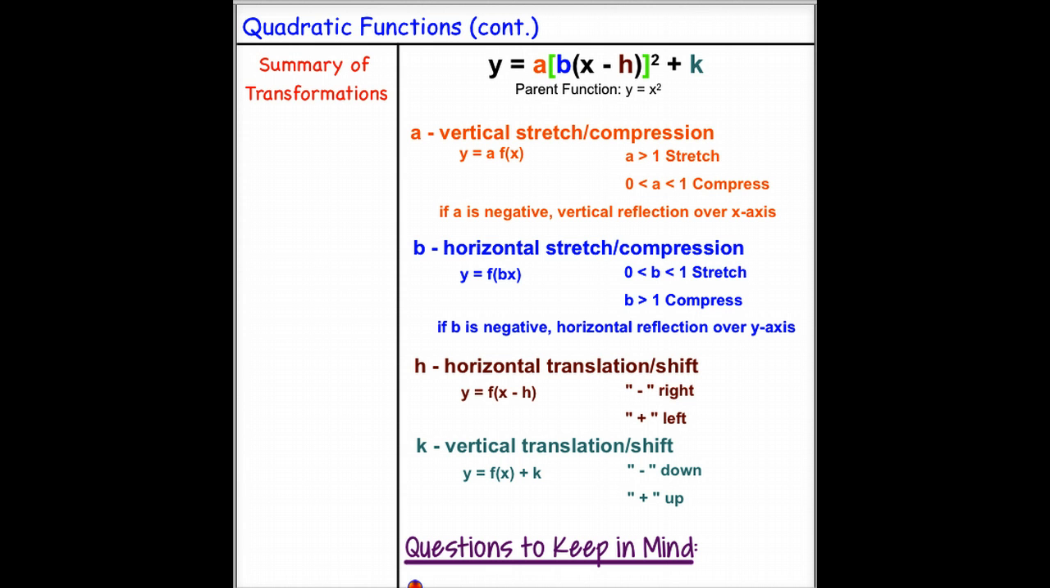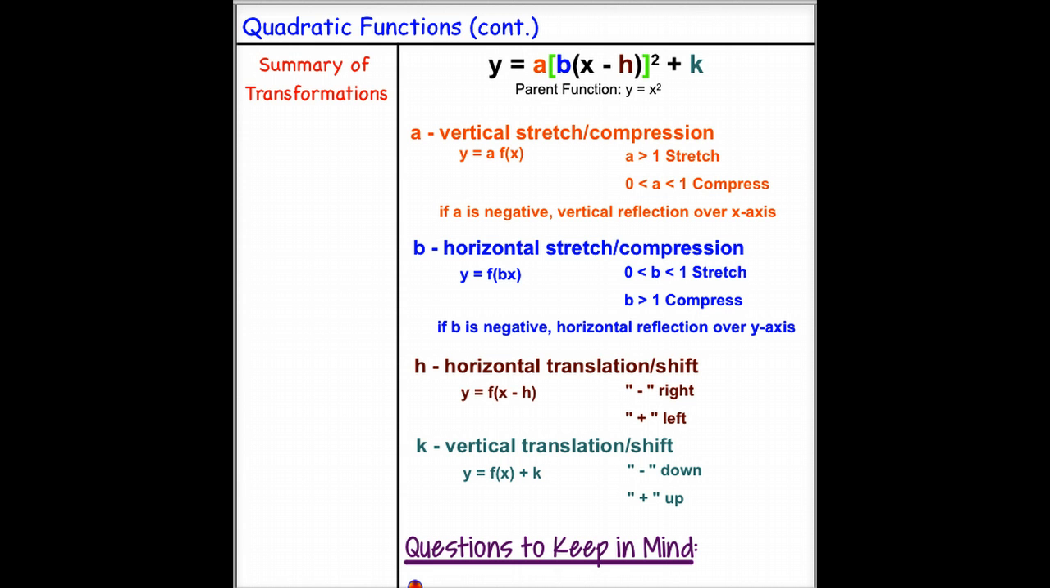So if it said the quantity 2x and that was all squared, it would be a horizontal compression with a factor of 1/2. Likewise, if b is negative, then it will be a horizontal reflection, and that will be over the y-axis. If you have an h value, that is a horizontal translation or horizontal shift. That is inside, so it acts the opposite.